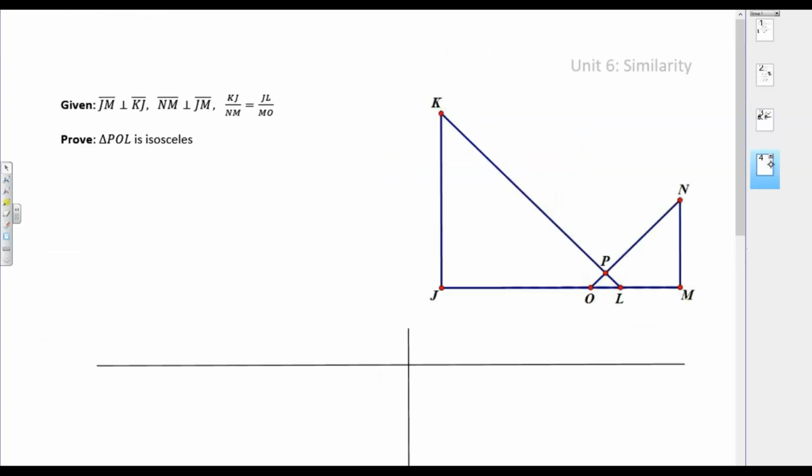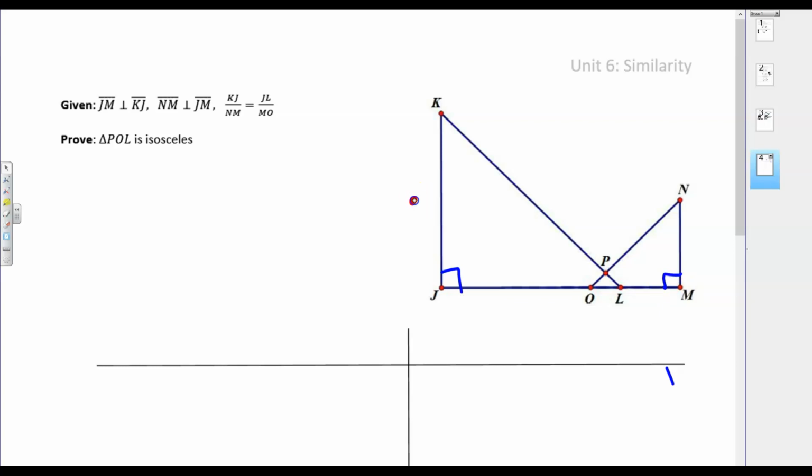All right, guys, let's look at a slightly harder proof now. In this proof, I'm given that I've got some perpendicular sides here. I know that JM is perpendicular to KJ, which would be this angle here. NM is perpendicular to JM, that's this angle here. And then I'm given that I've got two sides in ratio with each other.